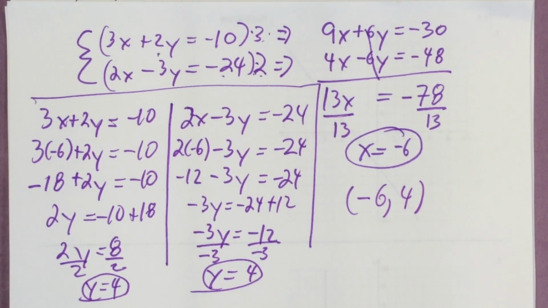And that's question 6. So sometimes you may have to multiply both equations by a number in order to get the coefficients in front of one of the variables to be the same, but the opposite sign.